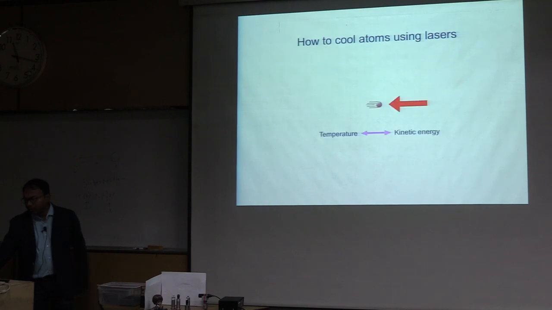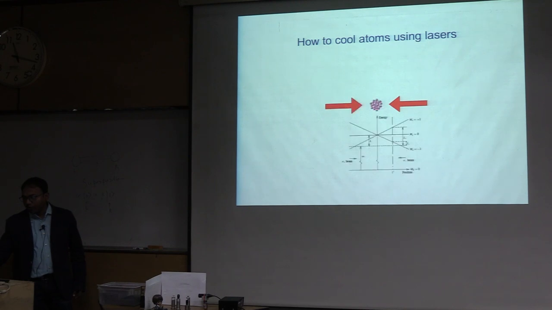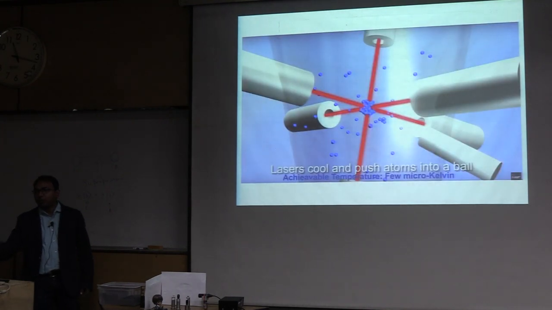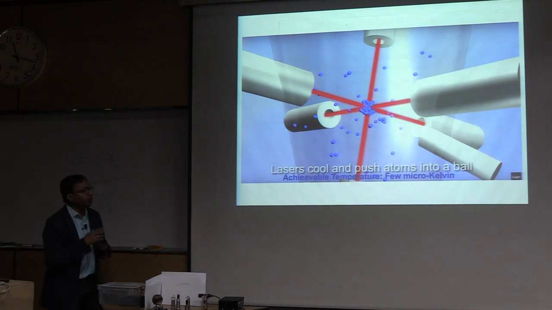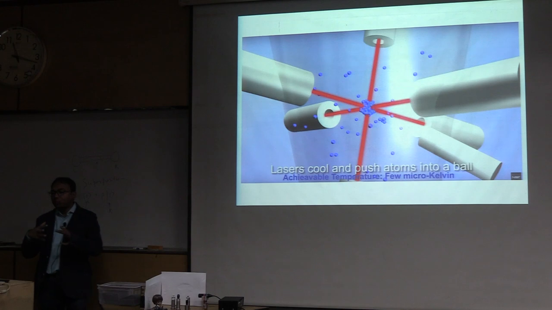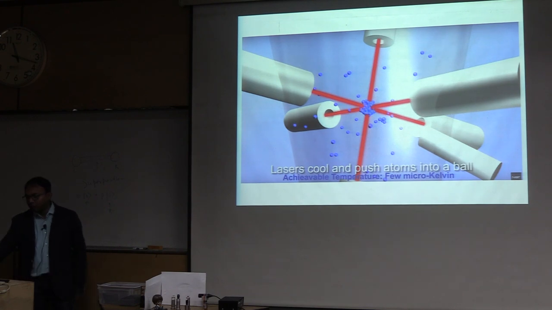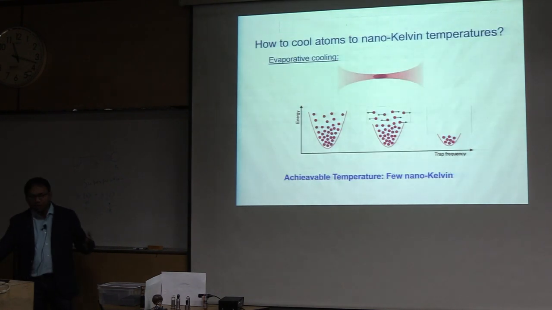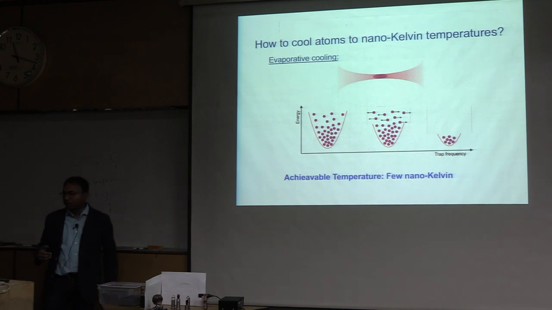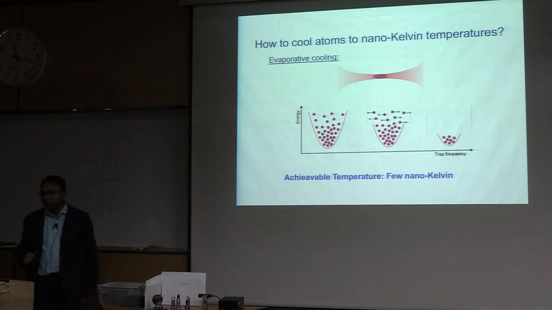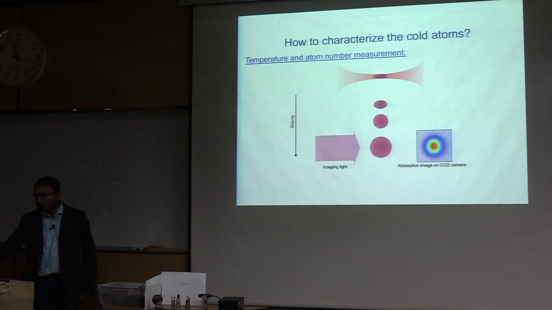Now, I was already telling you how you can pull the atoms and so on. I'm not going to spend too much time, but this is how it looks. You need to send 6 laser beams with a very precisely tuned frequency from 6 directions, and they all push the atoms in the background into the size of a ball, and with this you can cool the atoms to a few microkelvin temperatures. This is another part: this is how we can cool to nanokelvin temperatures using optics and lasers for Bose-Einstein condensation.